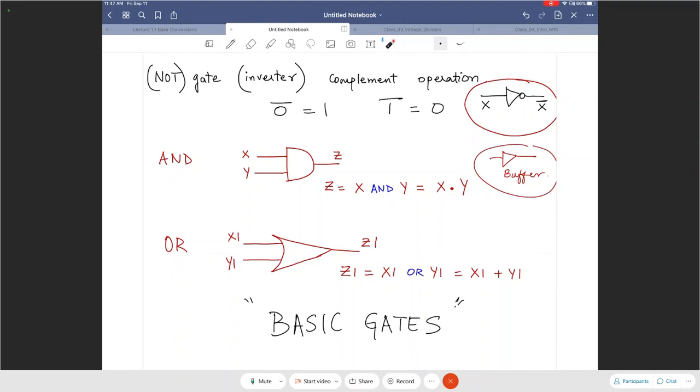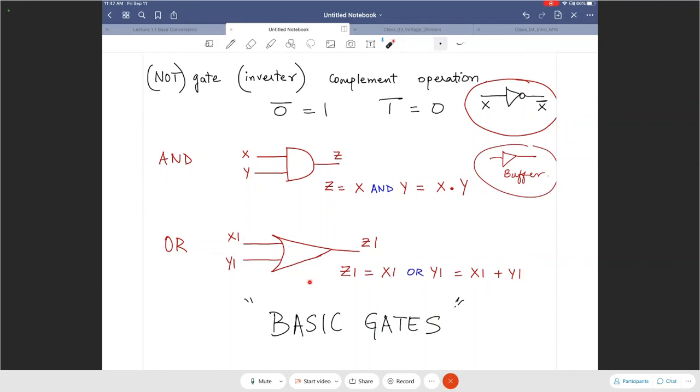OR gate, the symbol is slightly different. Over here you have got a triangle and an arc on the input side. Over here my inputs are X1 and Y1, output is Z1. How can I write it in terms of logic expression? I can say Z1, my output, is X1 plus Y1. So this is not an arithmetic plus. This is a logical Boolean plus. So this is a logical operation, logical OR.